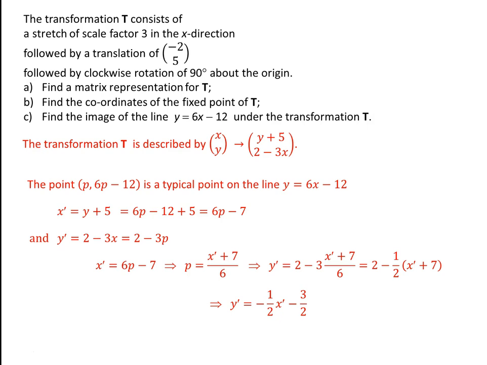So we've got the image of the line y = 6x - 12 under the transformation T is going to be the line y' = -1/2 x' - 3/2, or if you like, we've got 2y' + x' + 3 = 0 as the equation of the image.